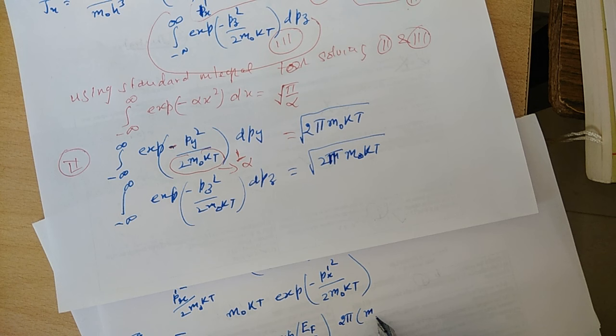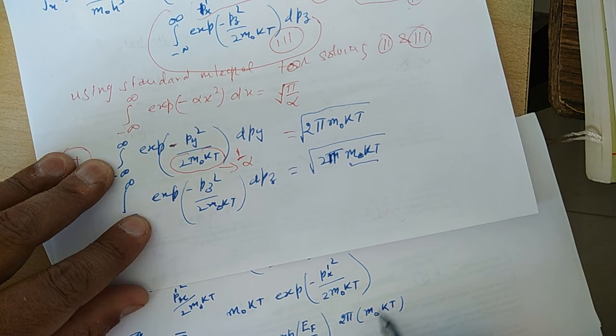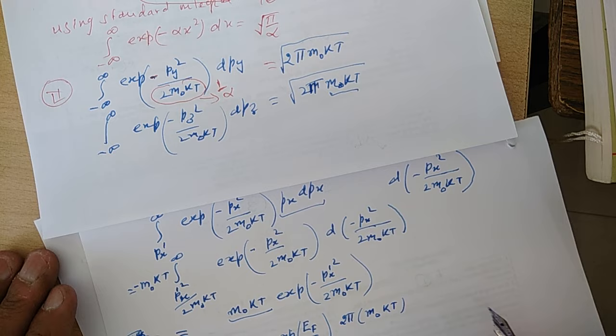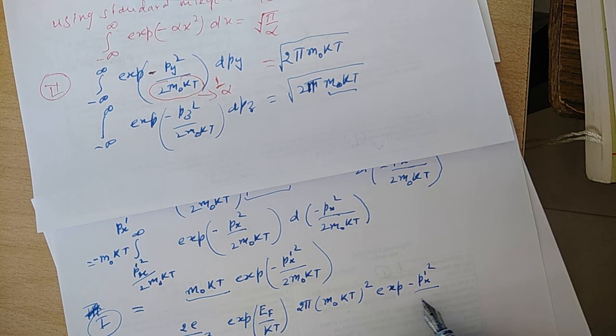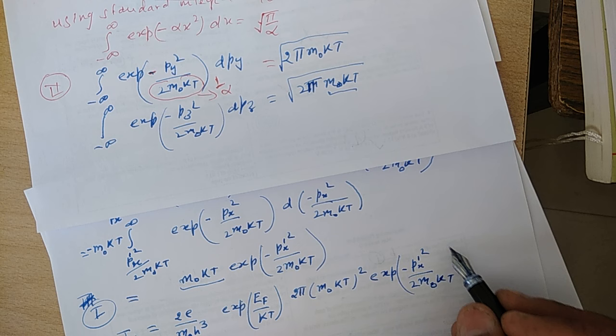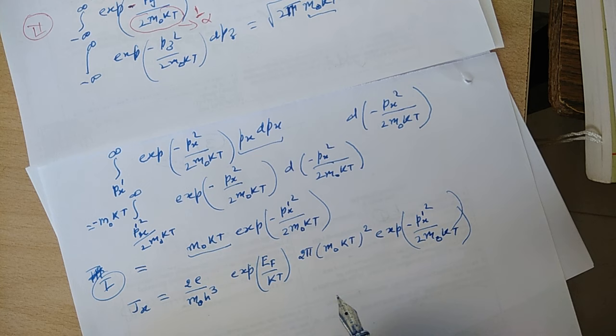Why have I written it separately? Because in the third integral we also got this term. So I will write here twice, and the third term is exponential of the value of the first integral, px prime square by 2m naught kt. So in this manner we calculate the value of the total emission current density.